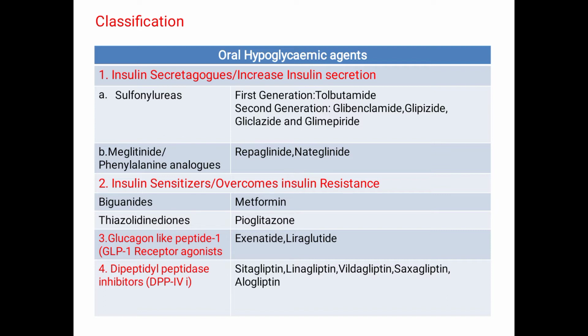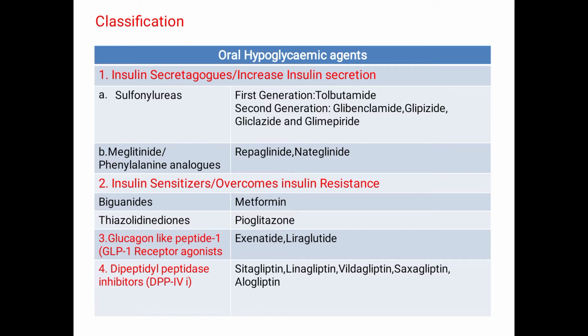One is sulfonylureas. The first generation is tolbutamide. The second generation is glibenclamide, glipizide, gliclazide and glimepiride. All the second generation drugs start with G, so you have to remember it like that. Second is meglitinides, and the drugs are repaglinide and nateglinide. So you have to remember sulfonylureas and meglitinides.